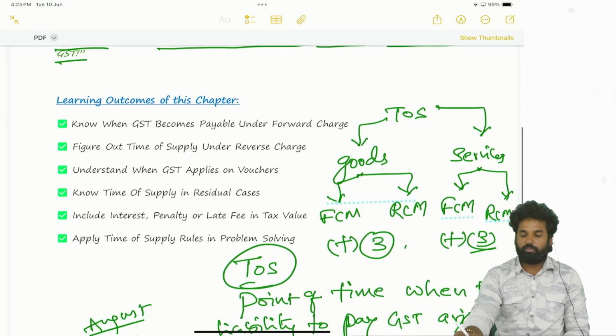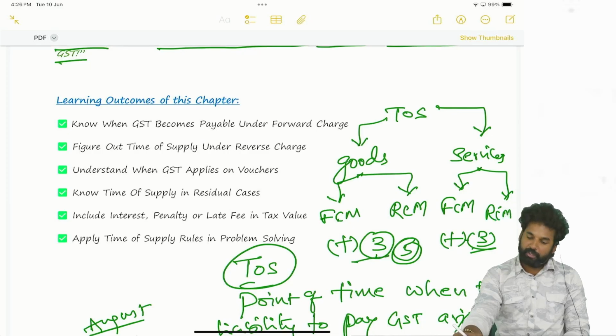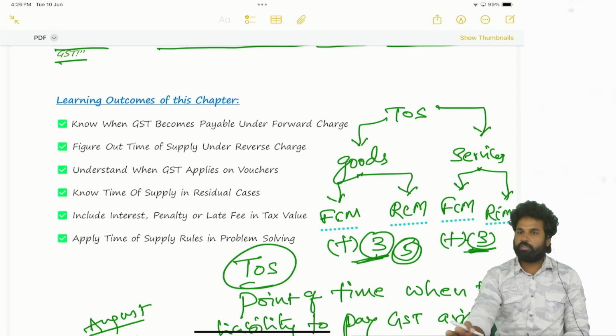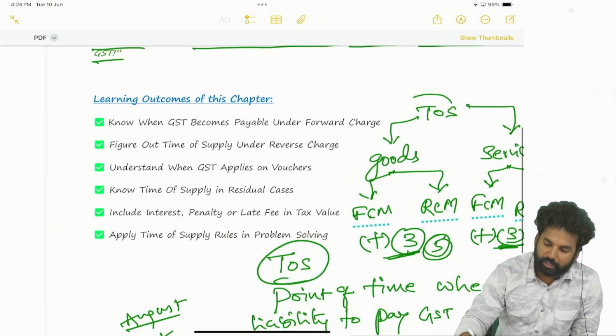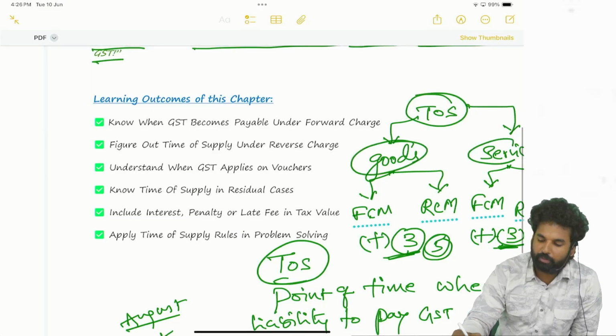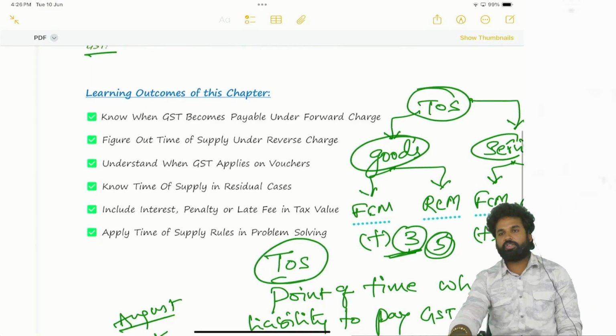So in total 5 clauses will be there here. In goods, 2 plus 3, 5 clauses. In services, 2 plus 3, 5 clauses. But the 3 clauses are similar. In goods also, in services also, the same provisions will continue. We just need to replace with the time of supply of service or time of supply of goods, that's all. So in this chapter we are going to study time of supply of goods and time of supply of services.